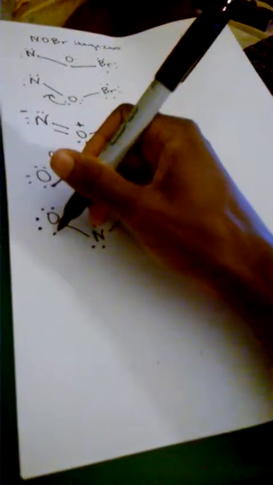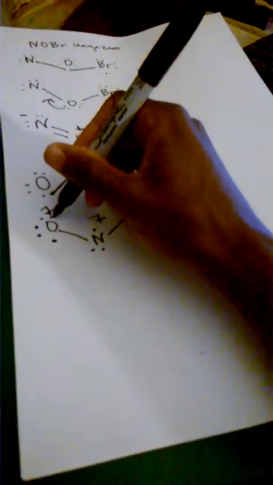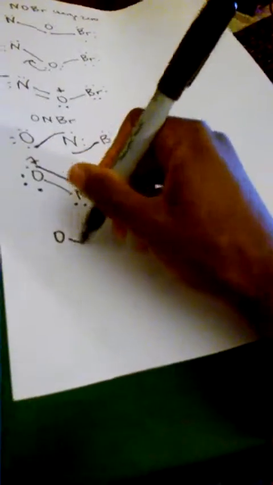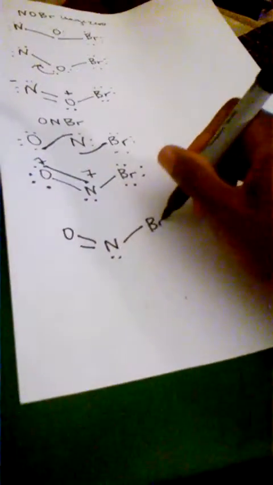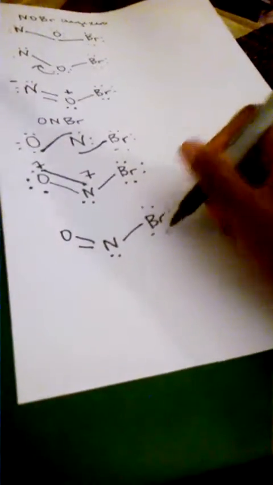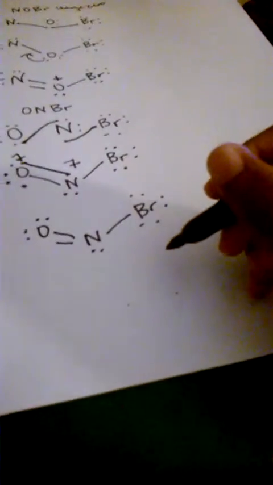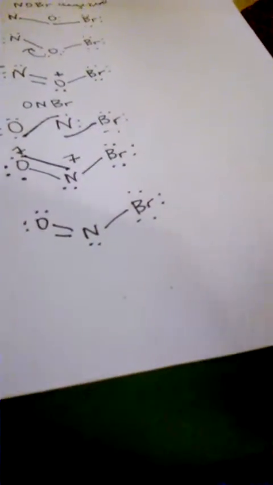So you're going to take these radicals basically and make a double bond using 1 of their electrons. And so your new Lewis structure is going to look like this. So this structure is the correct structure for nitrosyl bromide.